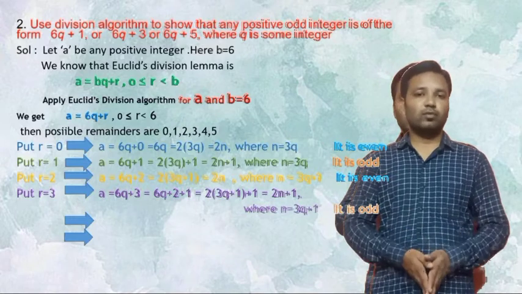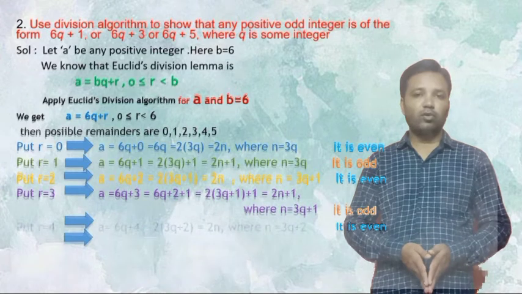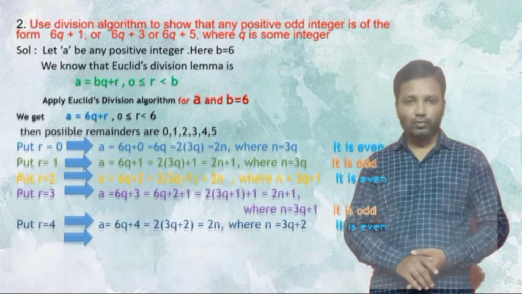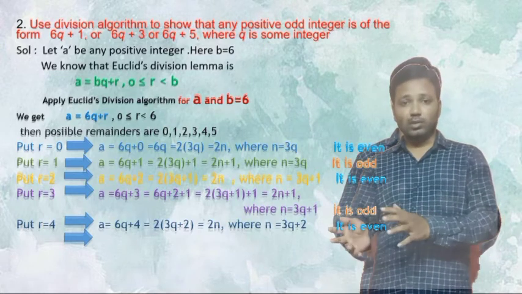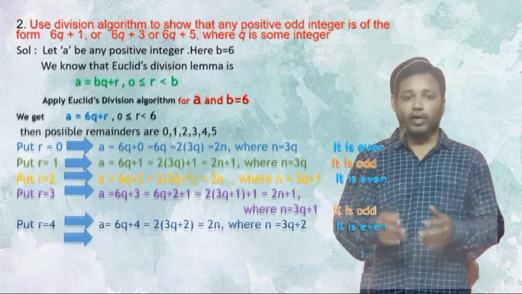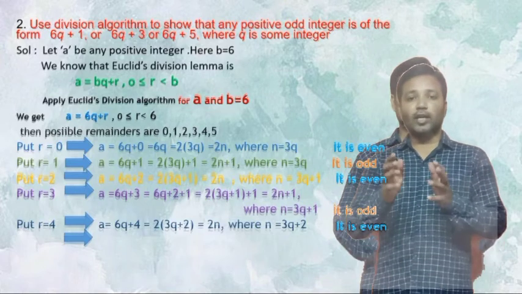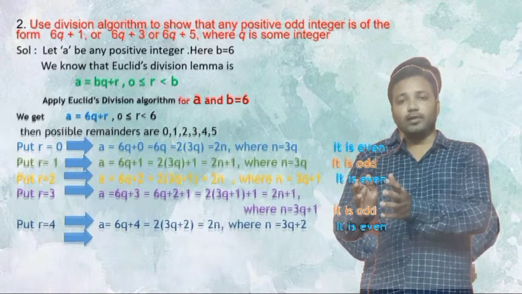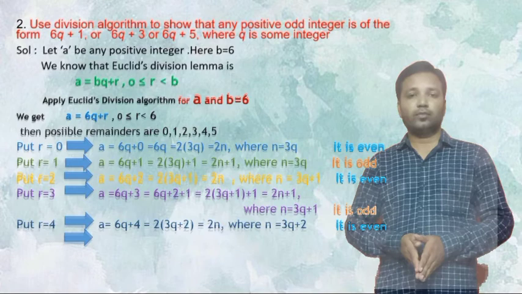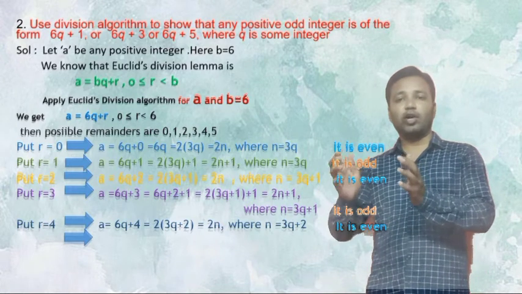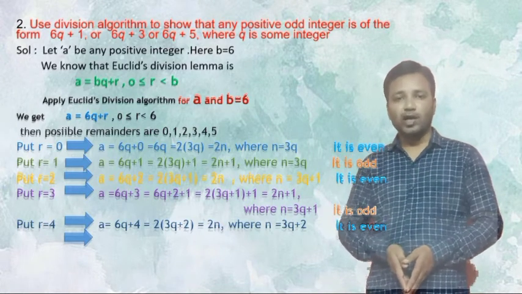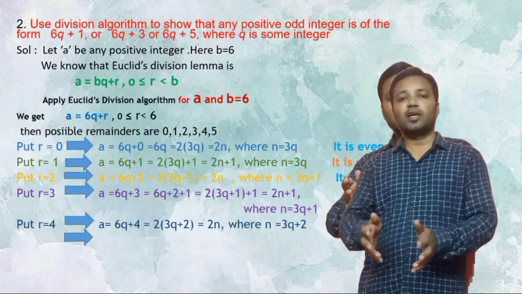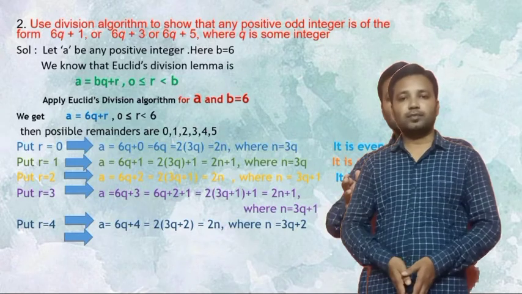Take r is equal to 4. If you put r is equal to 4, positive integer a is in the form of 6q plus 4. Both terms 6q and 4 have a common factor 2, so you can take 2 as a common factor. Hence we get in the bracket, from the first term 3q remains and from the second term 2 remains. The entire bracket 3q plus 2 is represented by n. Therefore we get the form 2n. Therefore it is classified as an even positive integer.